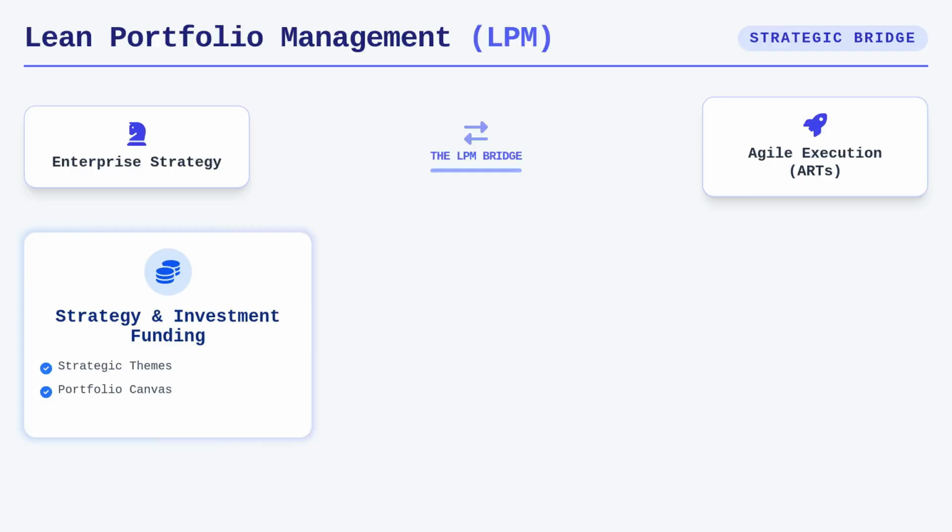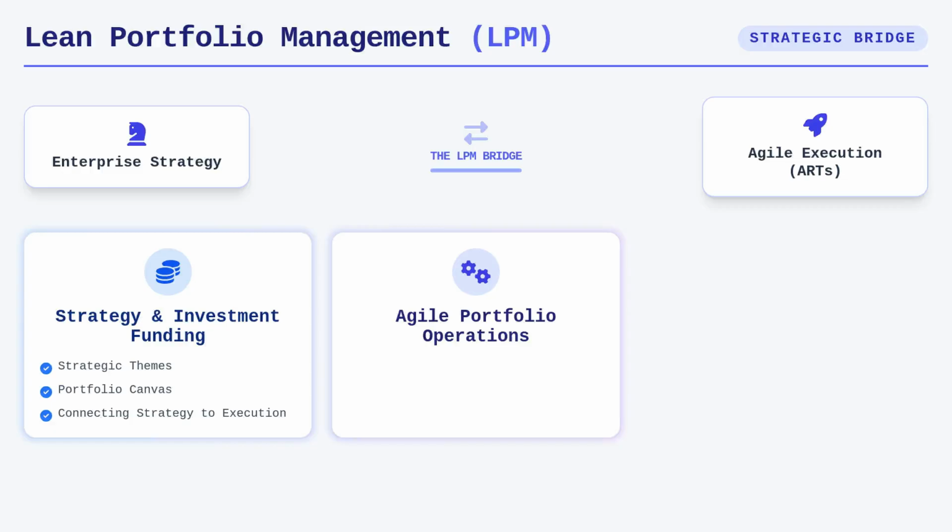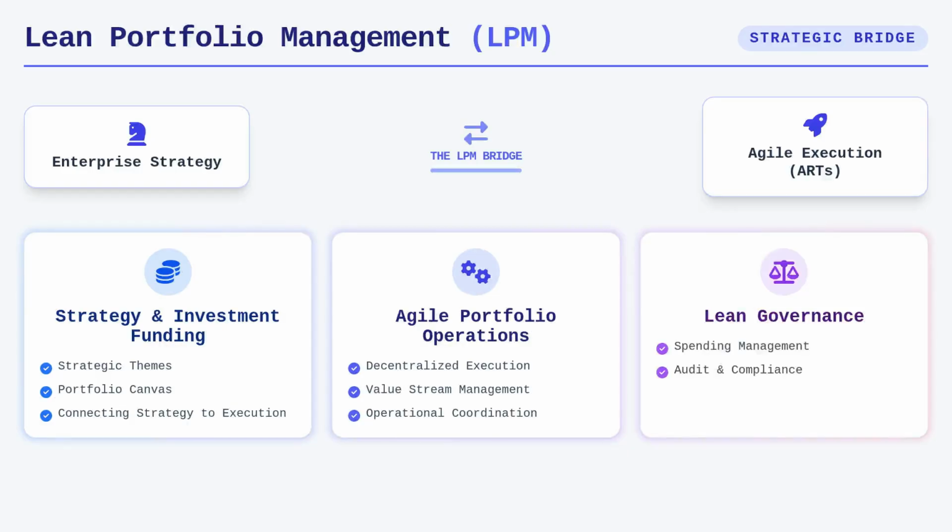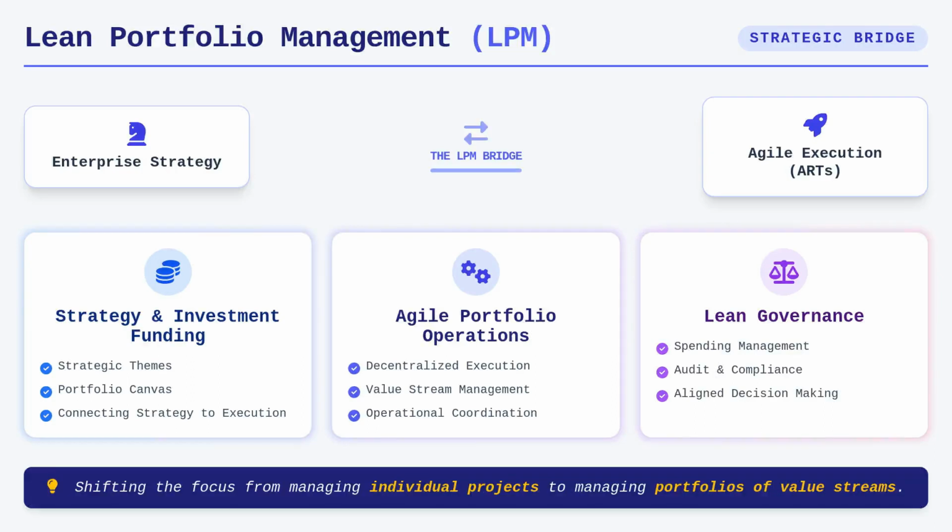operations, and lean governance. Strategy and investment funding centers on the idea that the portfolio must connect enterprise strategy to execution through strategic themes and the portfolio canvas. Agile portfolio operations coordinates decentralized execution, while lean governance manages spending, audit, and compliance. By integrating these three dimensions, an organization can effectively decentralize decision-making while maintaining alignment with its long-term objectives.